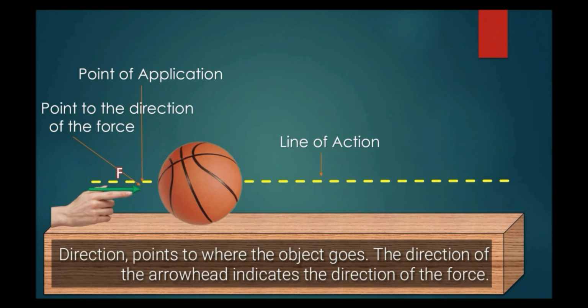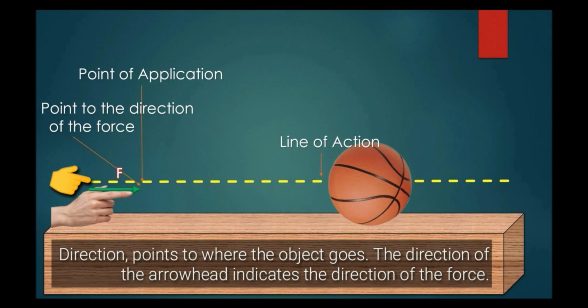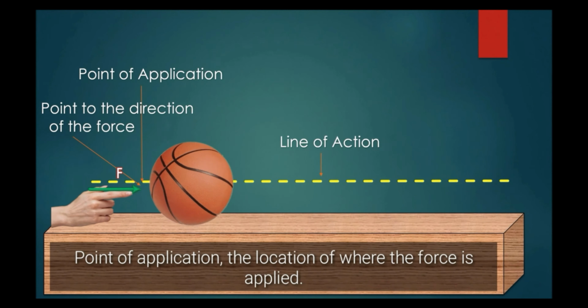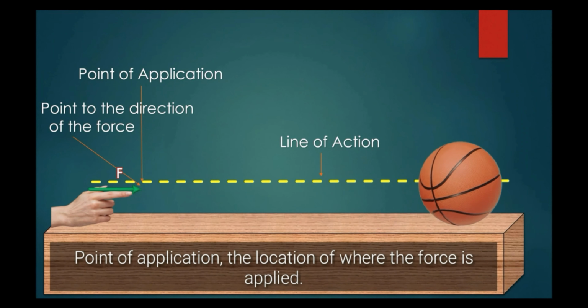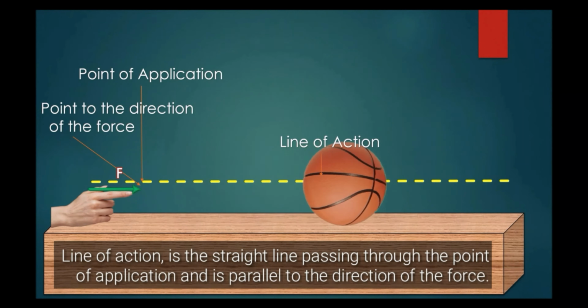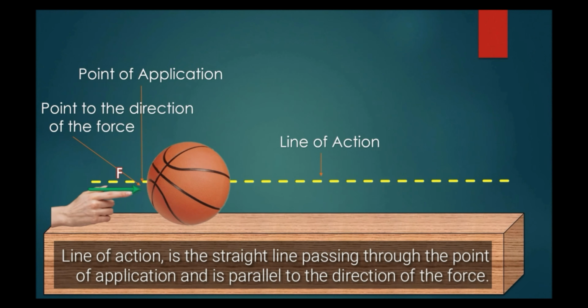Direction points to where the object goes. The direction of the arrowhead indicates the direction of the force. The length of the arrow represents the amount of force, or relative magnitude. Point of application is the location where the force is applied. Line of action is the straight line passing through the point of application and is parallel to the direction of force.